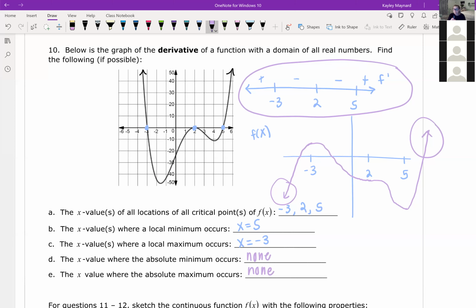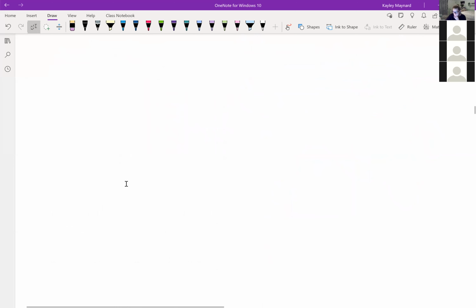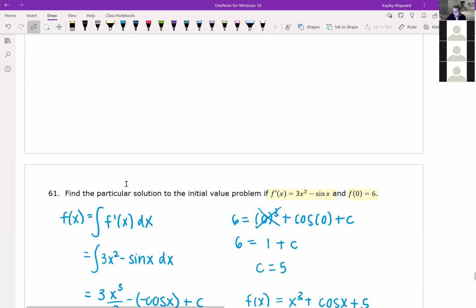All right. Okay. Any questions on number 10? Okay. I think I'm going to move on, and I might come back and do part of 11 or 12, but I do want to keep going. So let's look at question 60. Sorry, it takes me forever to scroll.